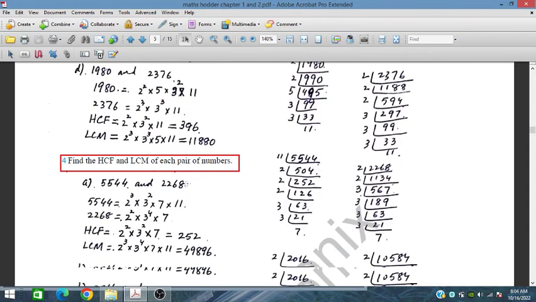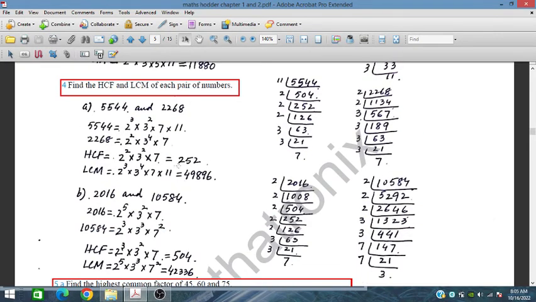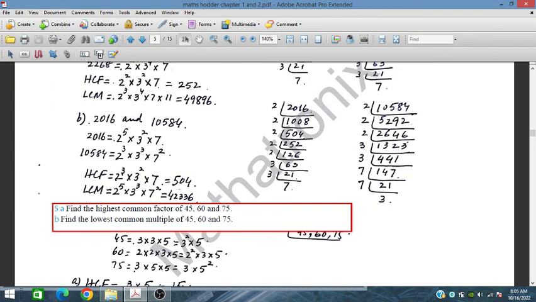Similarly for this one. Find the highest common factor of each pair of numbers. So we have to find this number, 216 and this. Similarly for this, LCM and LCM.